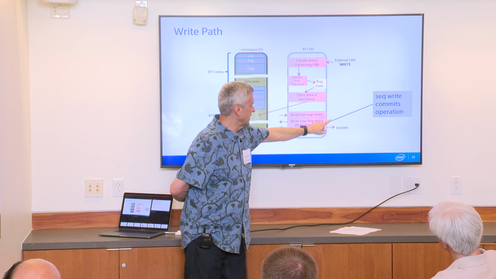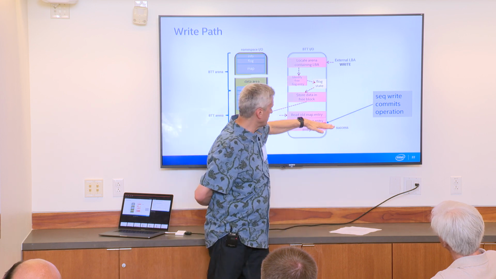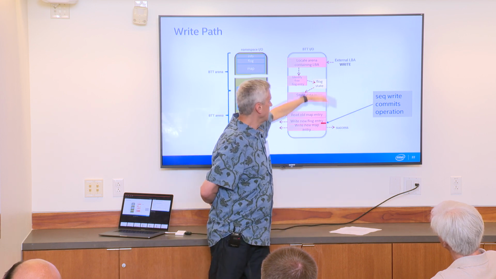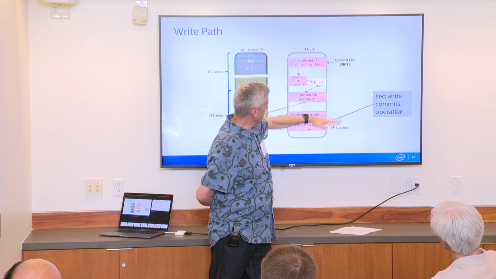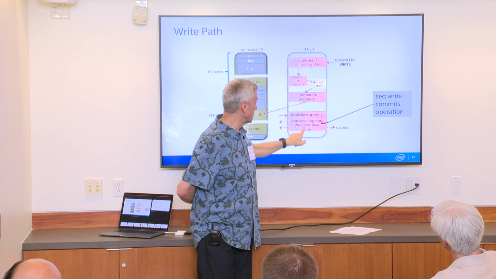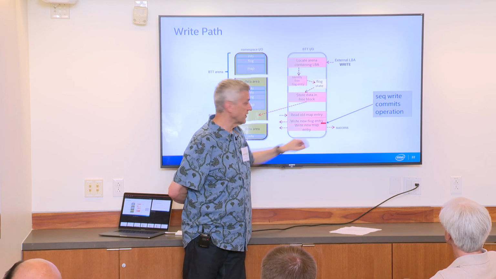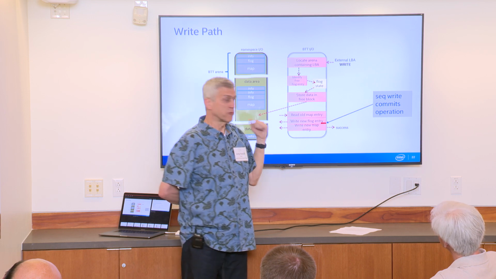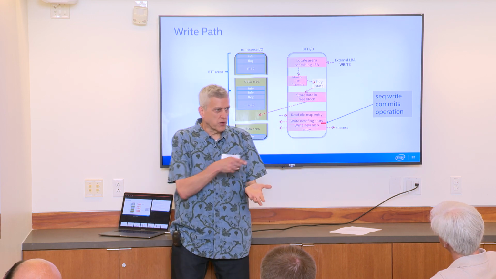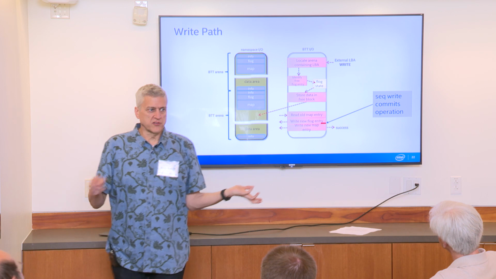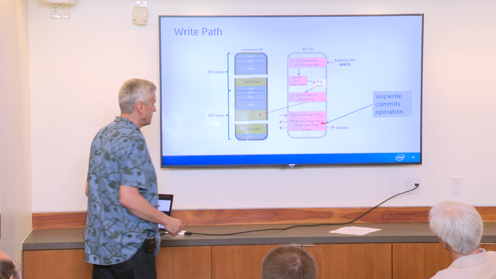At the point where you finally write the flog entry with the new sequence number, this is the point of no return. So anything before here, the write will be undone if you lose power. Anything after here, the write will be completed, because on recovery, we'll see this flog entry and we'll see that it hasn't updated its map yet. So on recovery, we just walk through the flog, which is small, and just look for any map entries that haven't been updated.